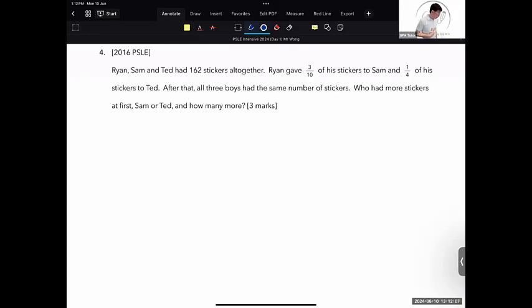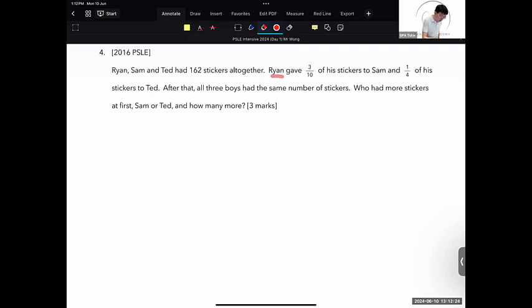Now, what do we know about question 4? If you read the question, what do you think this concept is? What concept do you think question 4 is? Anybody? It's an internal transfer. How do you know there's an internal transfer?